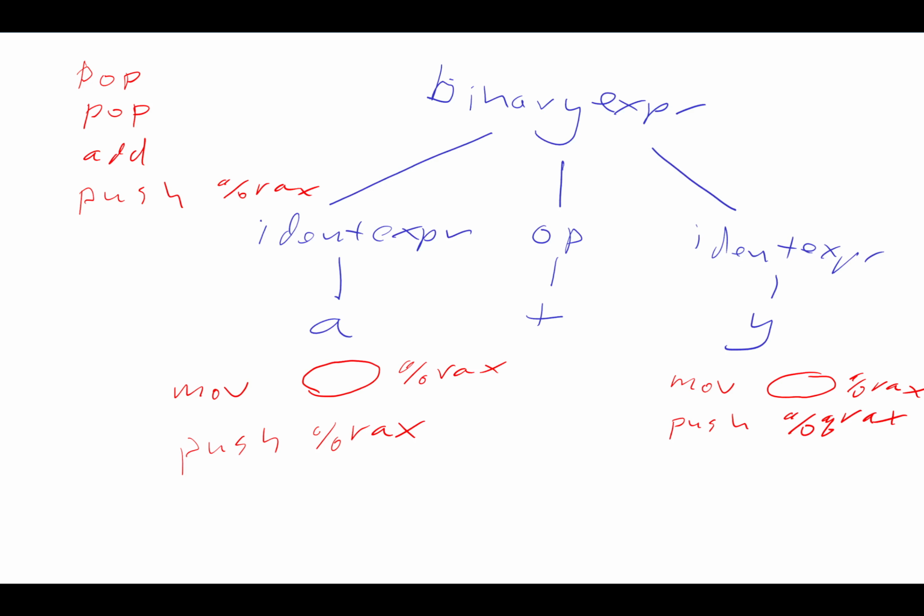So in my convention, I want the resulting value to be in RAX. You can use any convention you like, but I recommend this one because it's easy. We have two values in registers that we need: our destination register RAX, and our push instruction for our convention.